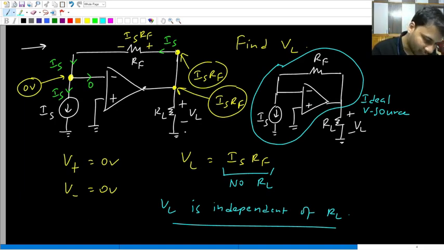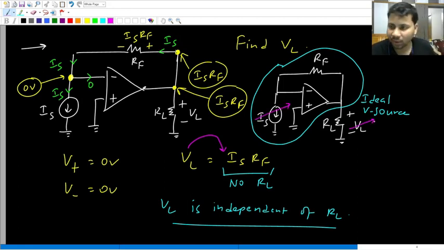And also, if you look at the load voltage itself, does it not depend on IS? That means if you vary this current IS, even the load voltage will also vary. So this current is controlling this voltage drop. One current controlling another voltage. Is it not a current controlled voltage source? So what is the behavior of this circuit with respect to the load? Current controlled voltage source. That's all.